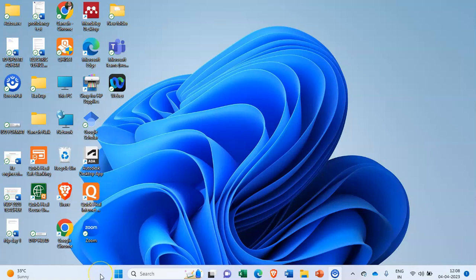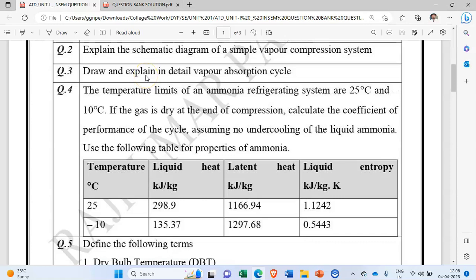Okay, in a previous video we have solved question number 1, that is on reverse Carnot cycle. And in this video we will solve question number 4. So what is question number 4? Read it carefully first, and after that we will try to solve this.